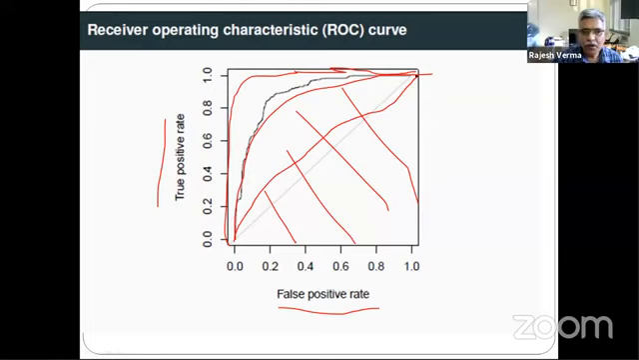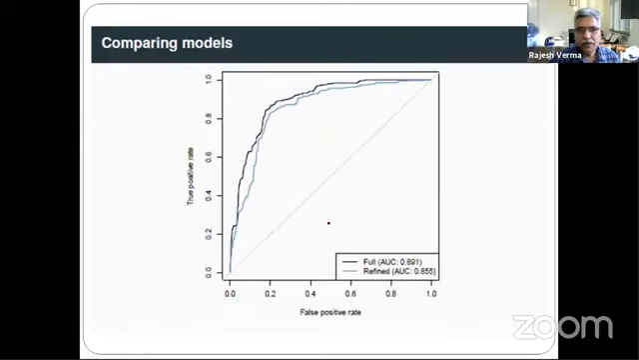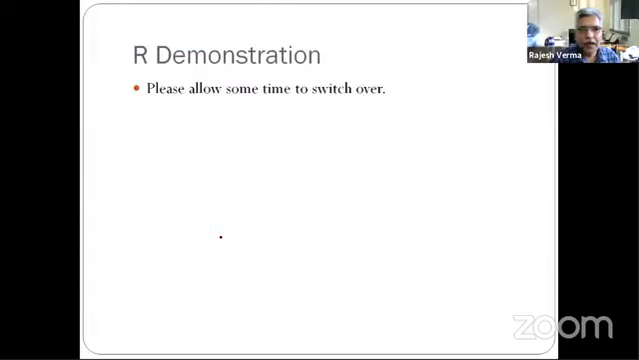I will also show you how to find the ROC curves. This is a straightforward way to compare the performance of a model. The area under the curve, AUC, is an assessment of the predictive ability of a model. I will demonstrate this also. When we compare two models, we see that this blue model is not a better one. The earlier one was the better model because it has a larger area under the curve. So we will take up the R demonstrations. Please allow me some time to switch over.